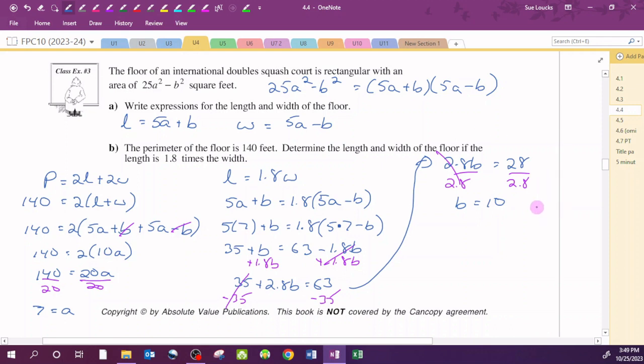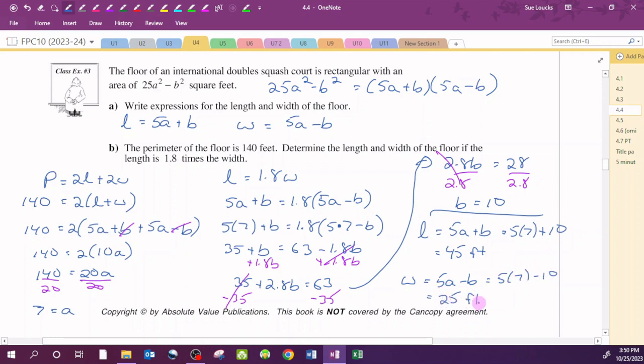Okay, so I have my a and my b. So now I can figure out what my length and the width are. So my length equals 5a plus b equals 5 times 7 plus 10. So my length equals 35 plus 10 is 45 feet. And my width equals 5a minus b, which is 5 times 7 minus 10, which is 35 minus 10, which is 25 feet. Okay. And I should probably check my perimeter. If I add those two together, I get 70, and if I multiply that by 2, I get 140, so that's awesome.